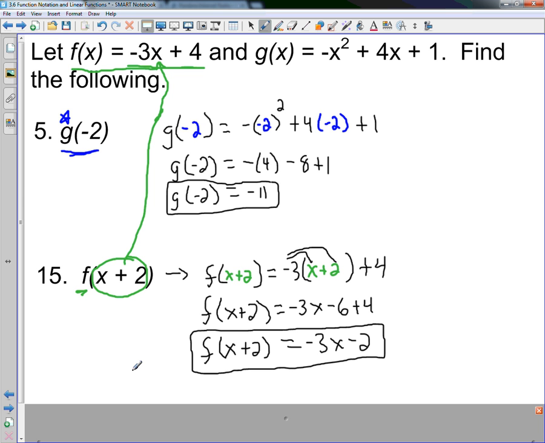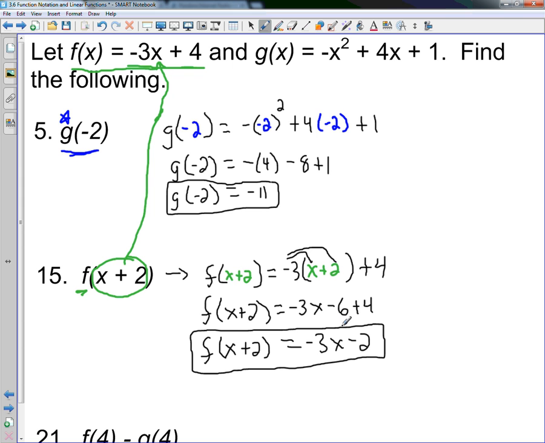So you're able to plug in a number, you're able to plug in variables, you're able to plug in an expression like x plus 2. Whatever's in that parentheses behind the f is getting plugged into the original problem. Okay. Let's go ahead and look at one more.